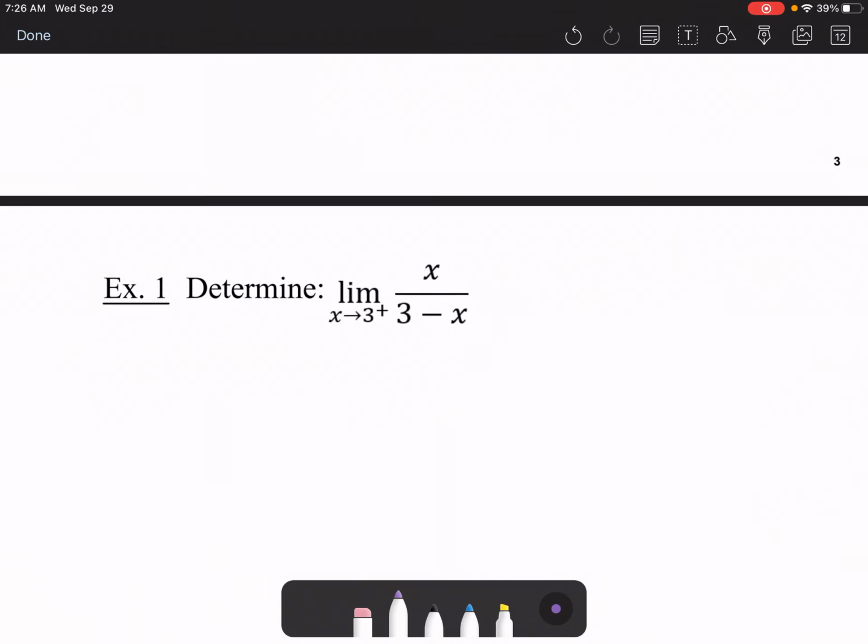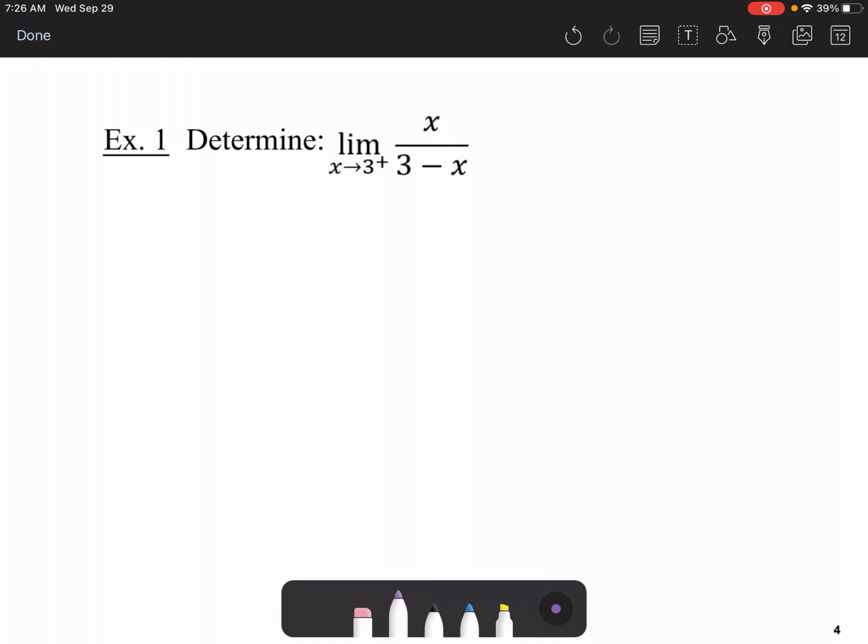So let's try this again. Let's determine the limit as x approaches 3 from the right for the function x over 3 minus x. So how you might want to think about it, sometimes I put in 3 plus over 3 minus 3 plus. Well, what you'll notice is your denominator actually turns out to be a small negative number.